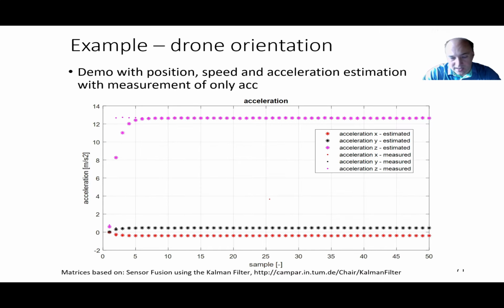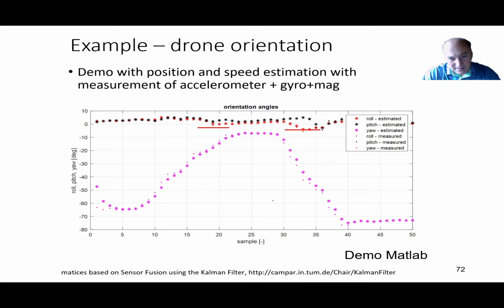So what will happen at the end is that we are now able to make an estimate of, for example, the angles, even though we measure only the acceleration or the magnetic orientation or the signal from the gyroscope. And this is how it looks like, for example.